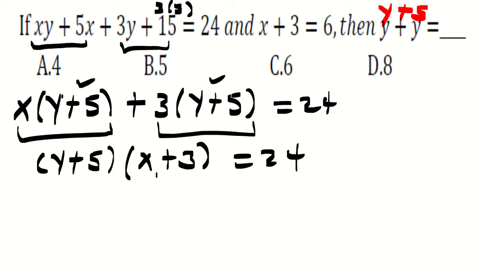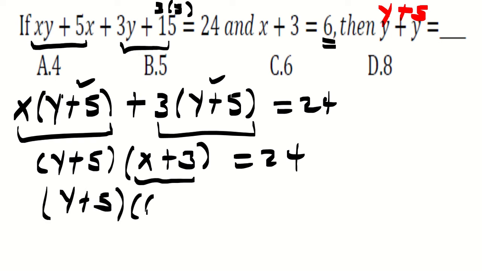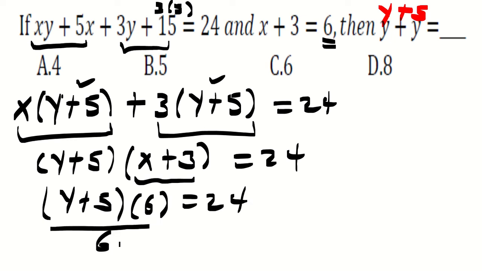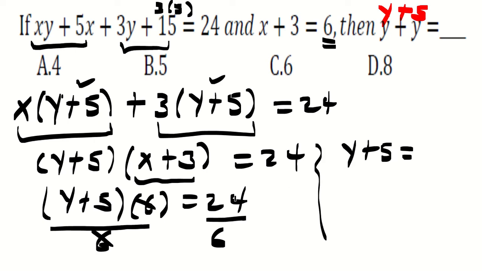We need y plus 5, but we are given x plus 3. X plus 3 is given to you as 6. So y plus 5 times 6 is equal to 24. Then divide both sides by 6. When you divide by 6, this 6 cuts out, and y plus 5 is left on the left side. On the right side, 24 divided by 6 will be just 4. That's what we are looking for. The answer will be A.